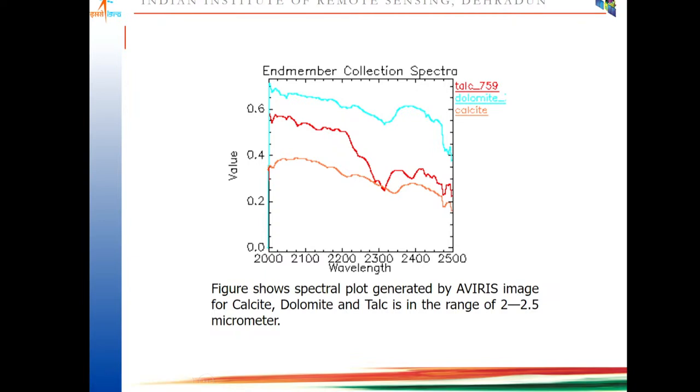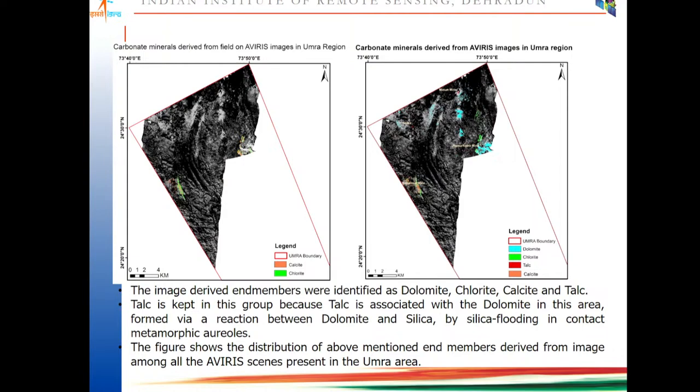We have kept talc over here because it is present. This talc is in this area. It is associated with the alteration, or with the dolomite and calcite. So like this, these are the materials present. Now these are the distribution of these materials in the image. You can see over here, these are the IIRS image strips.